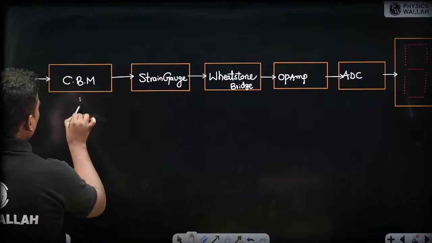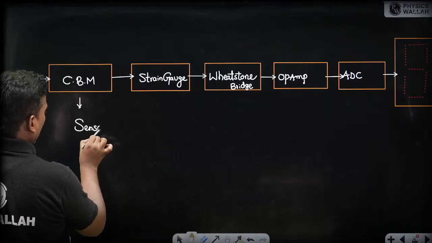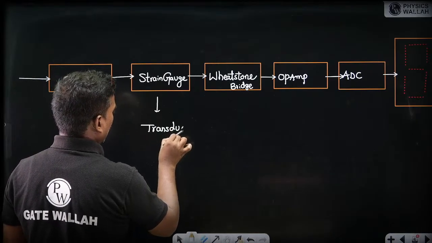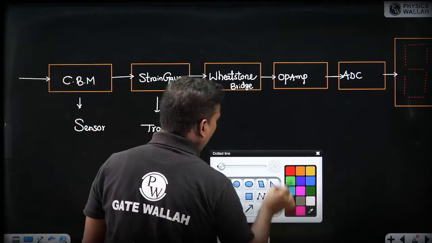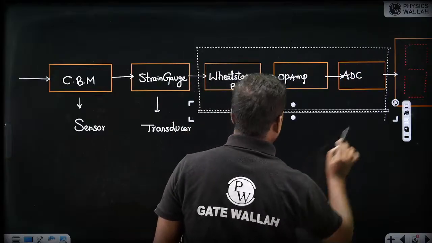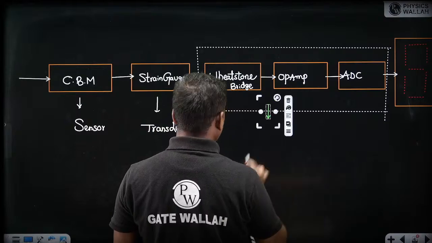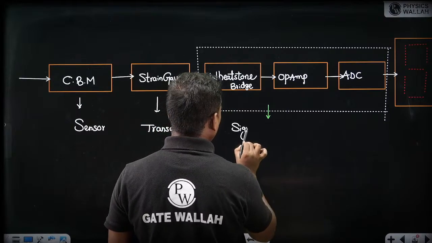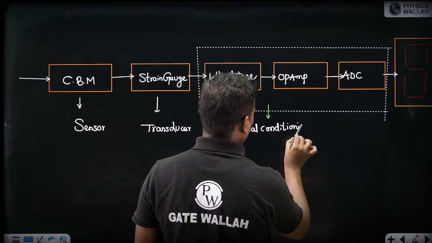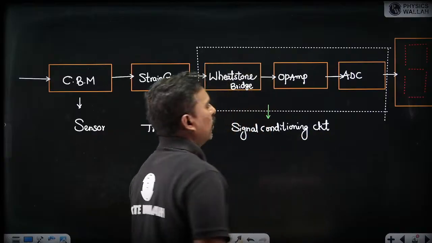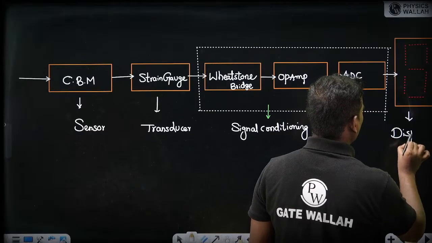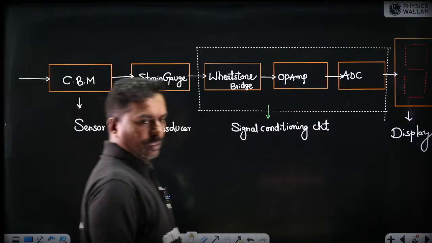So for this, the cantilever beam is called the sensor, the strain gauge is called the transducer, and this entire system we can call the signal conditioning blocks. This entire system is called the signal conditioning circuit. Then finally comes the display. So these are the various blocks of signal conditioning.